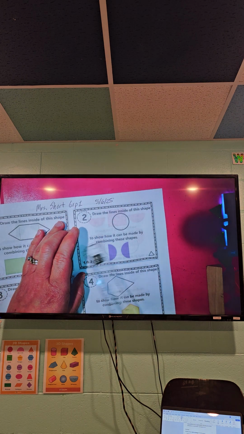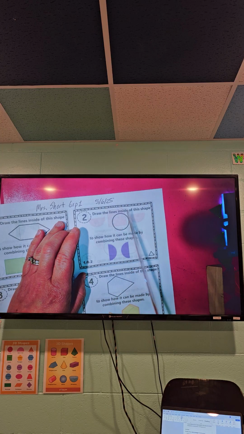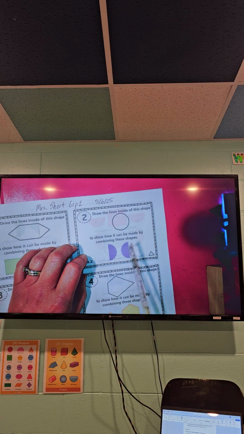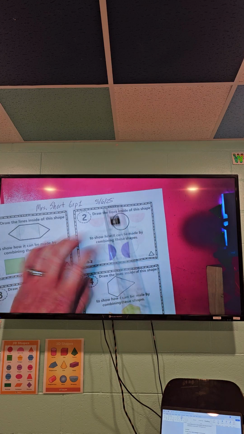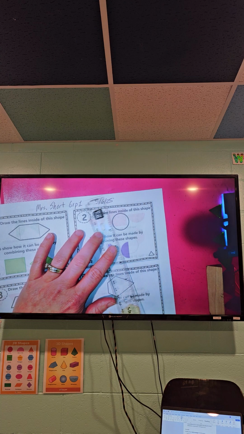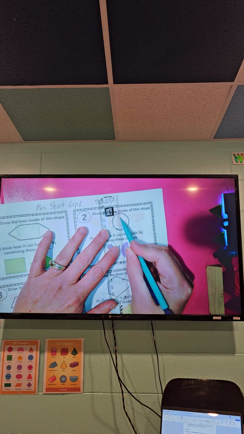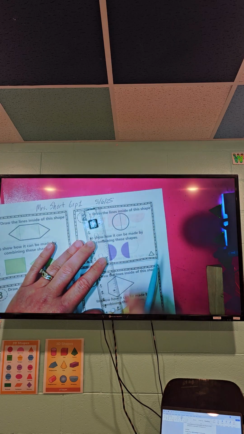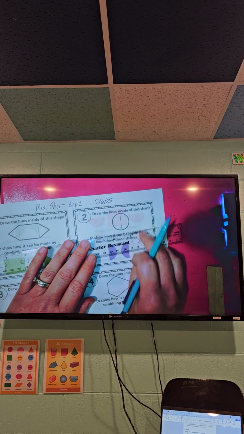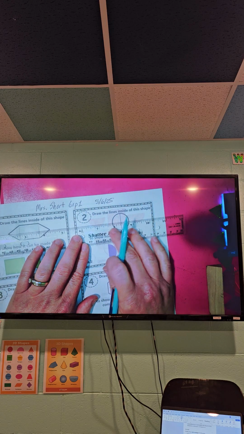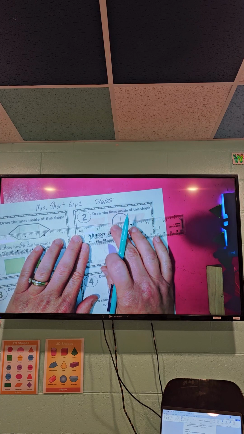Draw the lines inside of the shape to show, well, this is a circle and these are two semicircles, aren't they? So the way to do that is you just cut your circle in half. Now, you could do it that way, or you could do it this way, but only one line, cutting it in half.